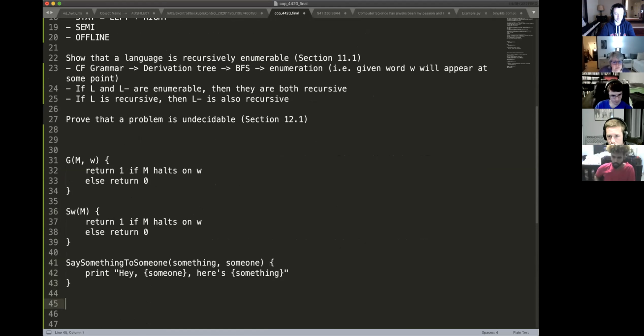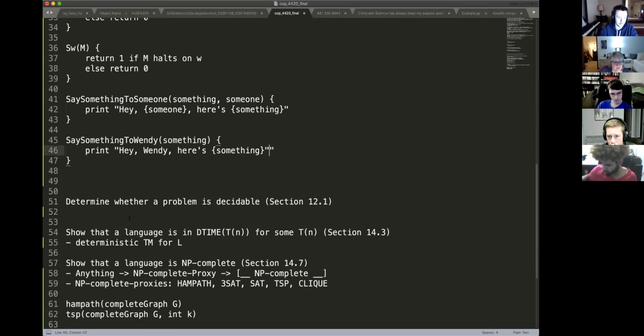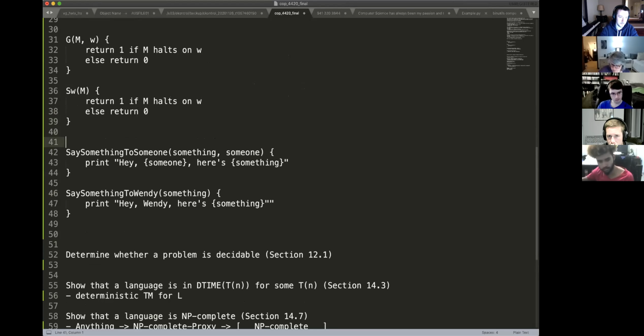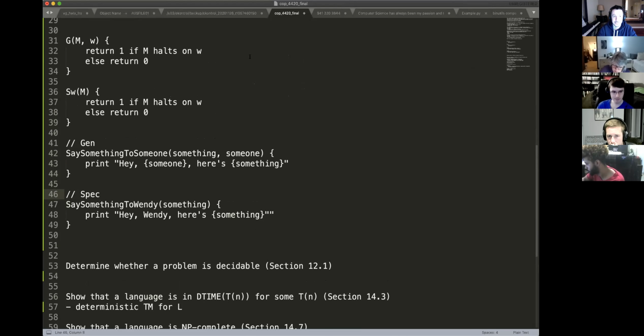Now we're saying we're going to use a specialized function which only works with one person. So it's going to be say something to Wendy, something. Okay, and it's always going to say print, hey, Wendy, here's something. So this is our general function. This is the specialized function. Trivial for now, yeah? Gotcha.